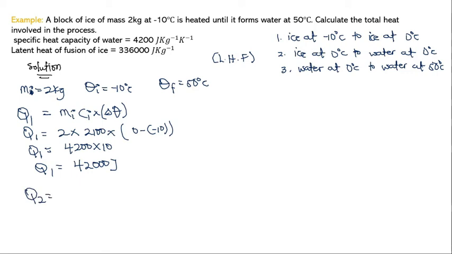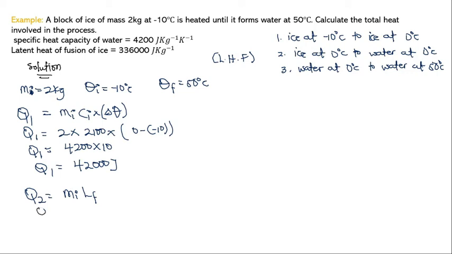Okay, now Q2 is what? Converting the ice from 0 degrees Celsius to water at the same temperature, and that is what I'm calling what? Latent heat of fusion, because there is a change in the state of matter, but then at the same temperature. So in this case, the heat involved in this process is just the mass of the ice multiplied by the latent heat of fusion of ice, and that will give us what? The heat involved in this process.